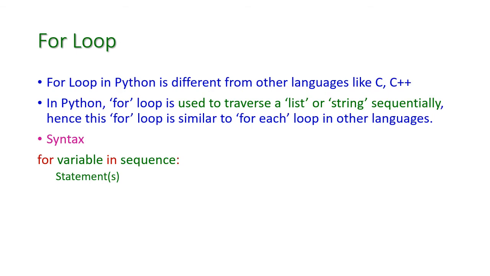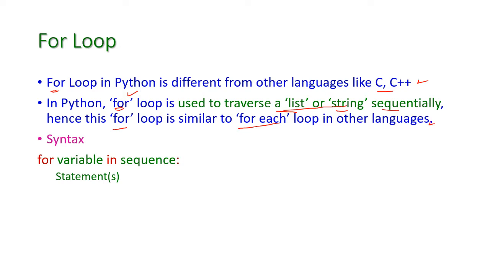Here, the Python for loop is different from the for loop in other languages like C and C++. Here the for loop is used to traverse a list, a string, a dictionary or a tuple sequentially, because these things have a sequence of data. To traverse each data item sequentially, we can use this for loop. Hence, the Python for loop is similar to the for each loop in other languages.